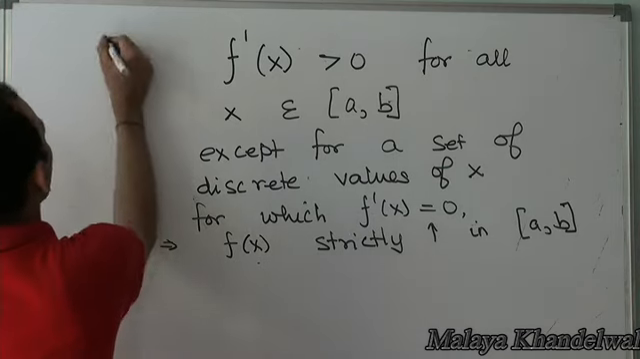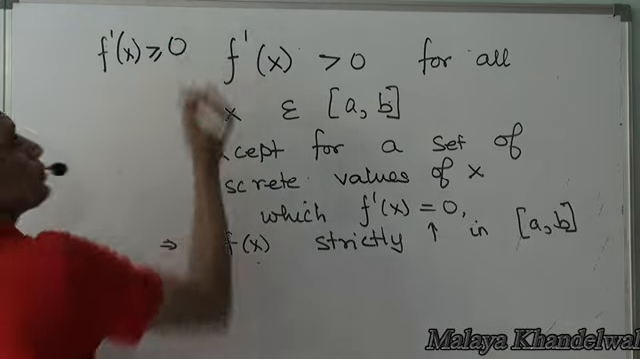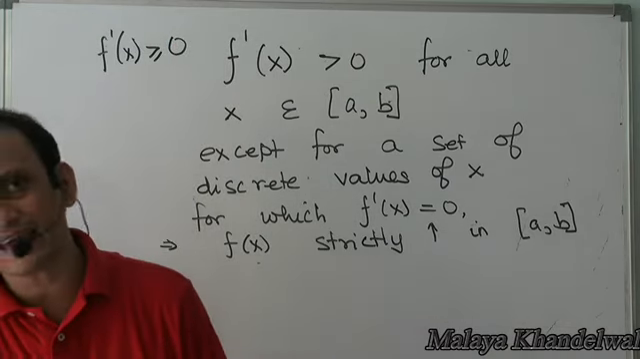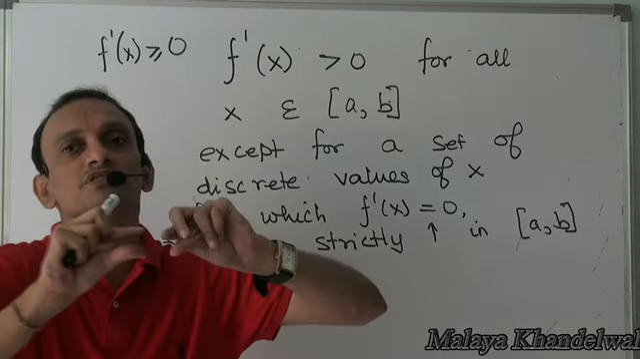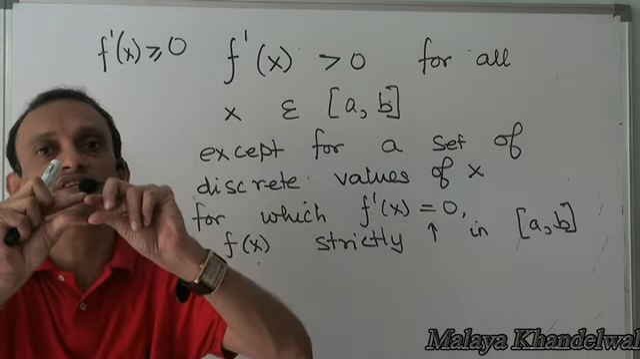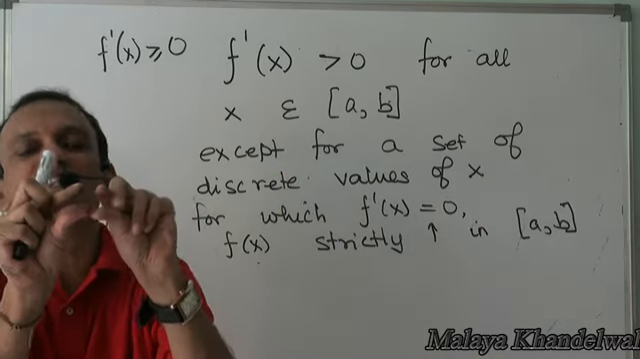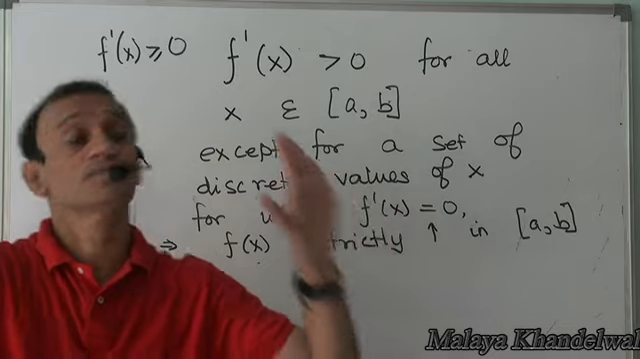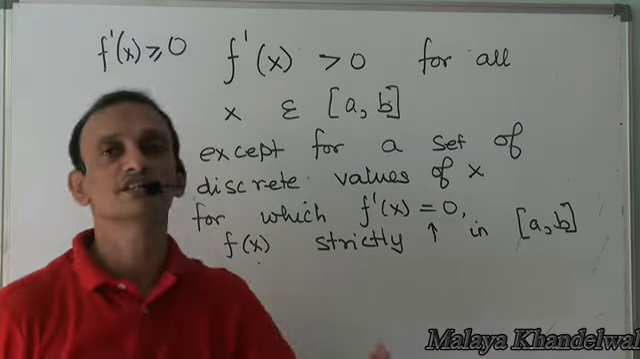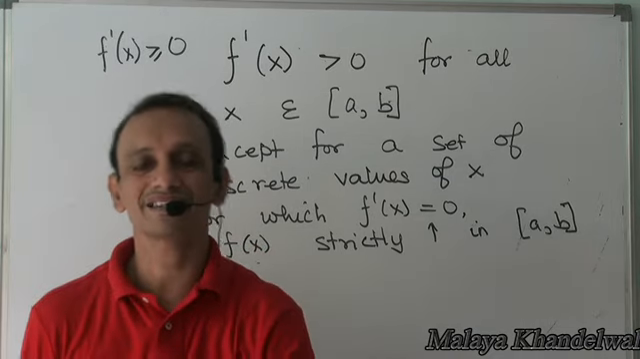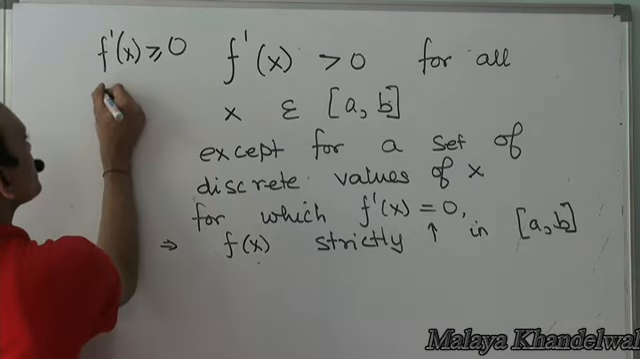That means f dashed x essentially should be greater than or equal to 0 in the interval a to b for all x except for some values of x where f dashed x becomes equal to 0, and these values of x for which f dashed x becomes 0 should not constitute a continuous interval. They should be discrete values of x. At all other values of x, if f dashed x is greater than 0, then the function is looked upon as strictly increasing.